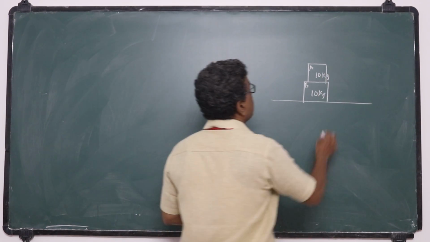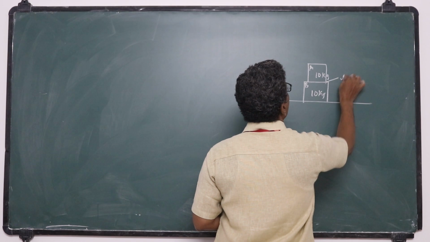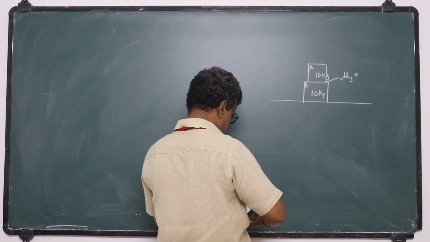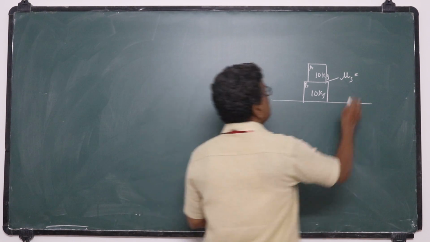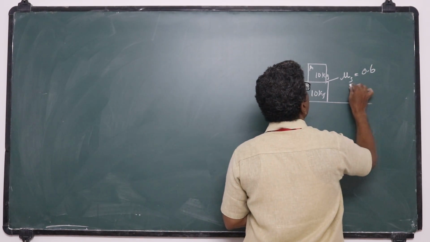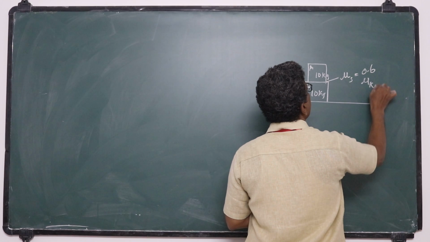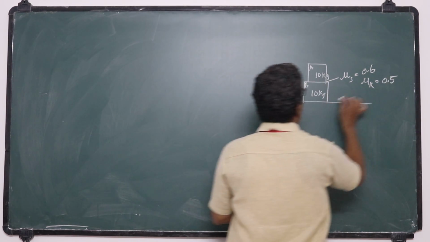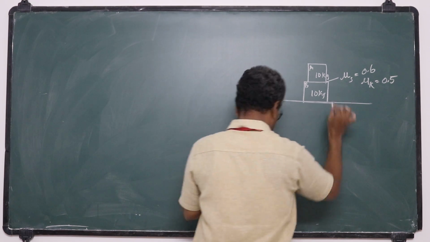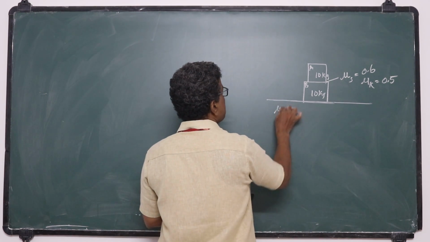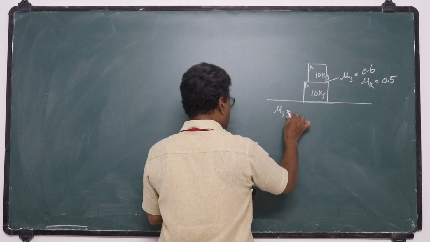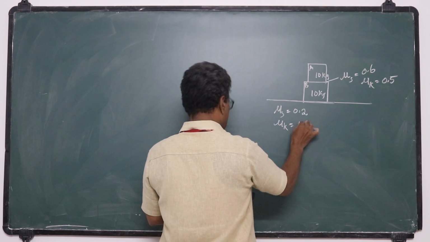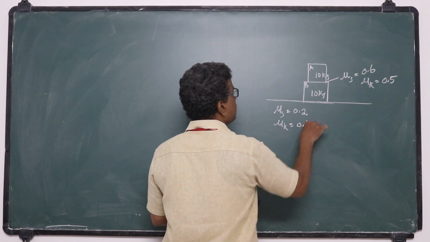The coefficient of friction mu s between A and B is 0.6 and the coefficient of kinetic friction is 0.5. And between these two, mu s is 0.2 and mu k is 0.1.